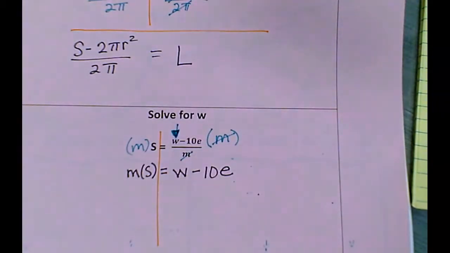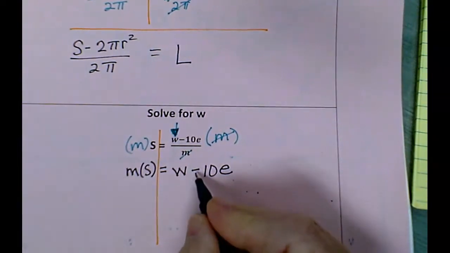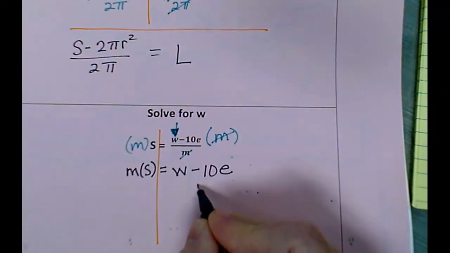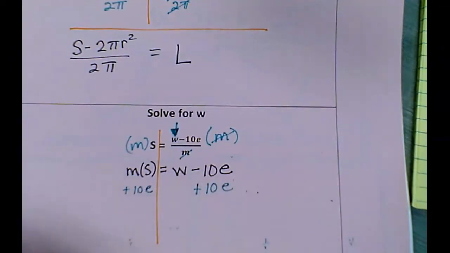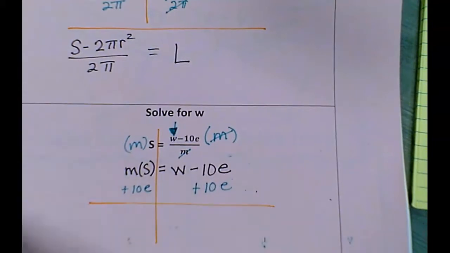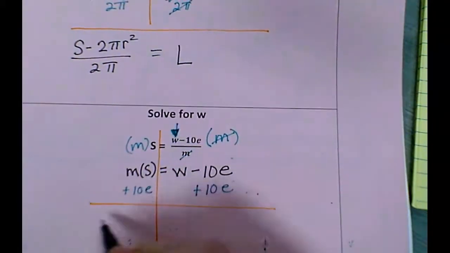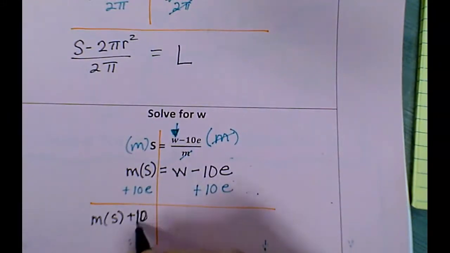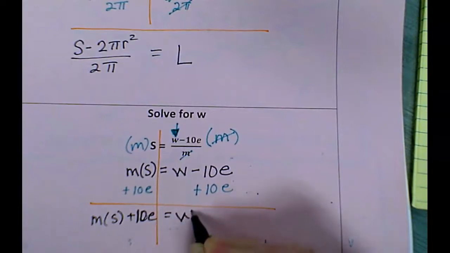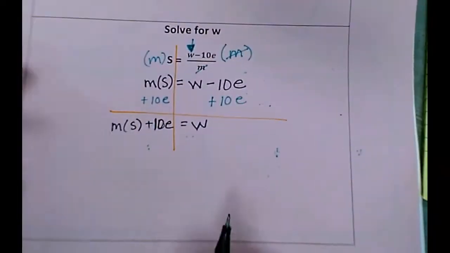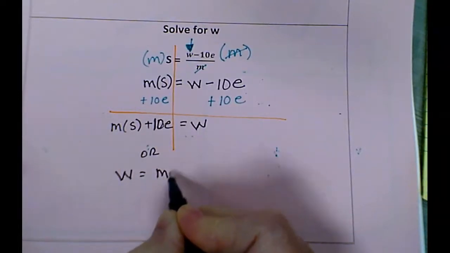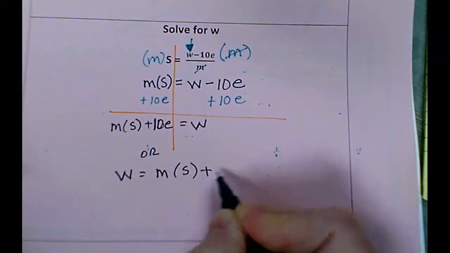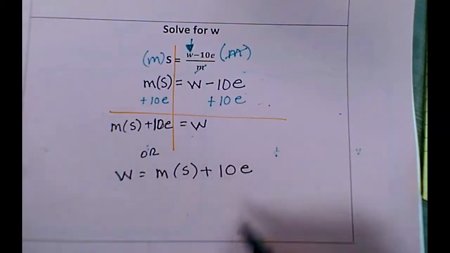I am solving for w. I need w by itself. The opposite of subtract 10e is add 10e. None of these are like terms. So m times s plus 10e is equal to w. Or w is equal to ms plus 10e.